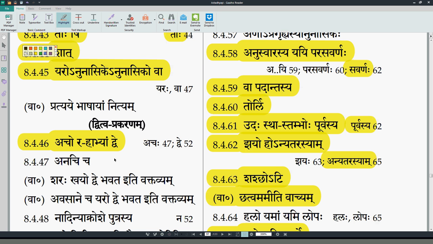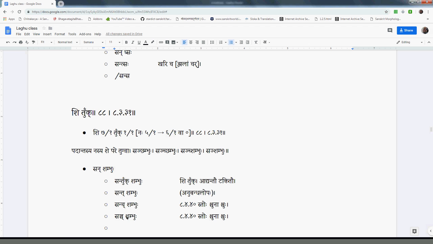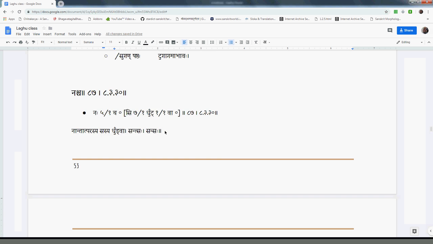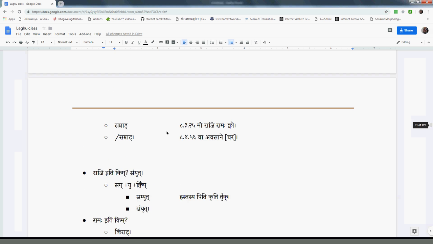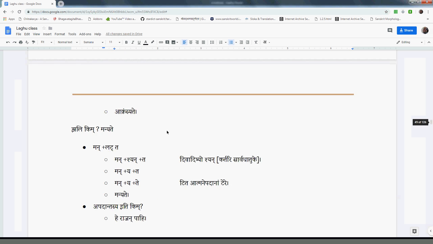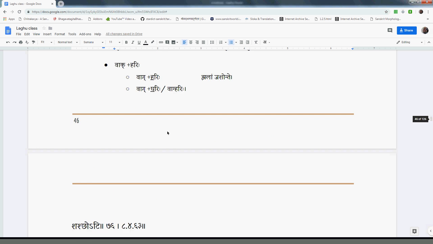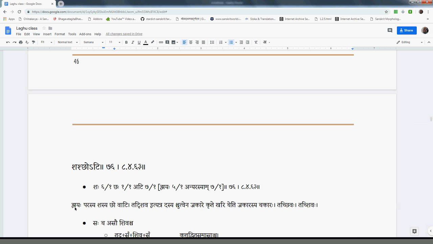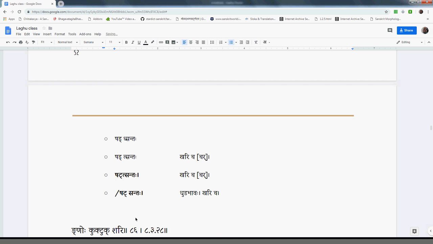So, Shashcho Ati or Ami, Ami Pare, what does that sutra say? Shashcho Ati. So we have seen this Amiti Vachyam. See, here we have seen this sutra which said Jayaha Parasya Shasya Chaha Va Ati. Ati or Ami. So Jayaha Parasya Shakarasya. Where are we now? Chaha Adesha Bhuti.